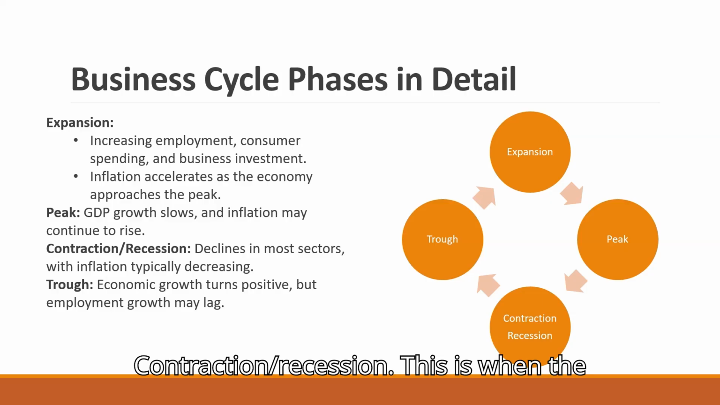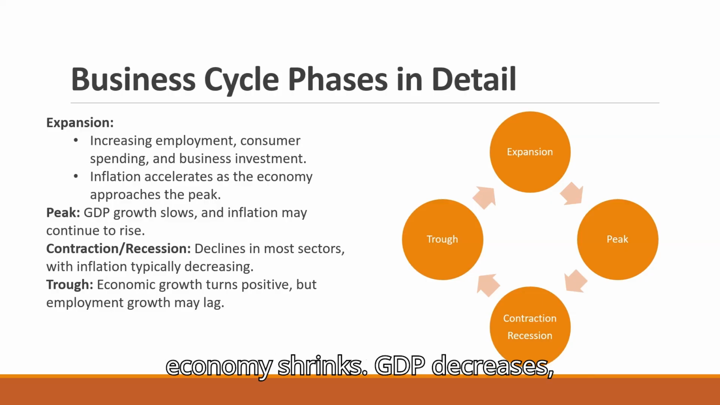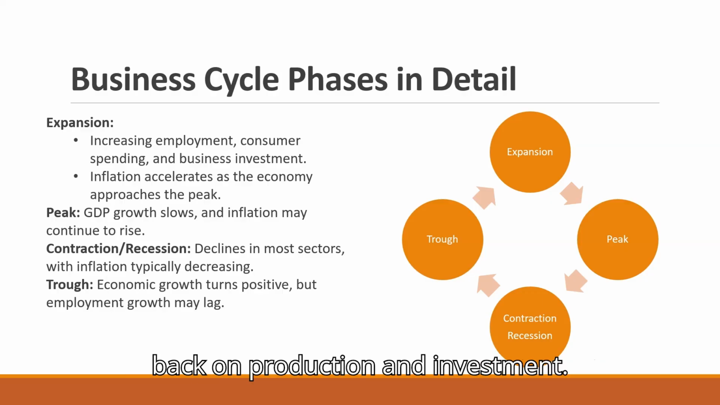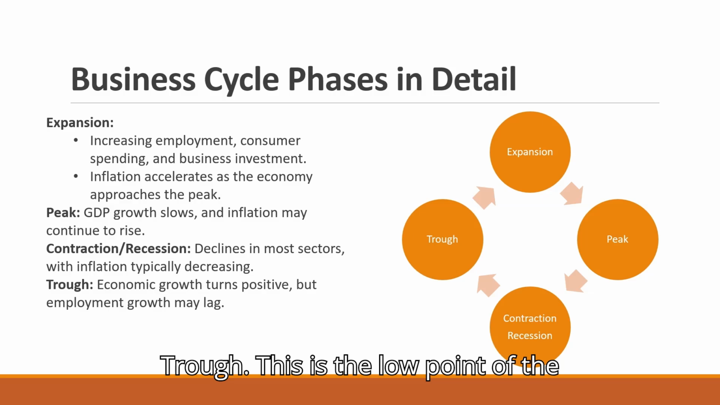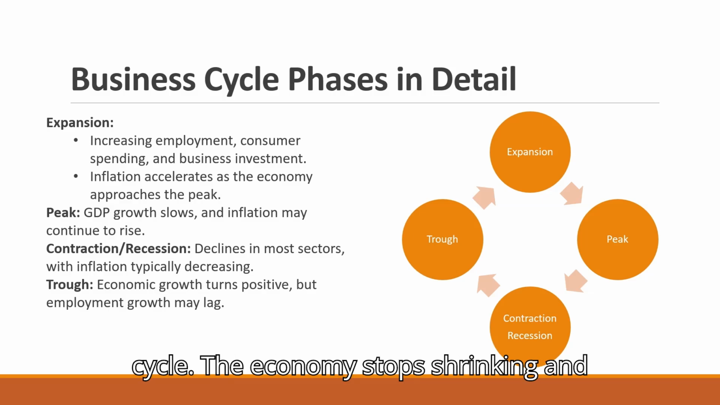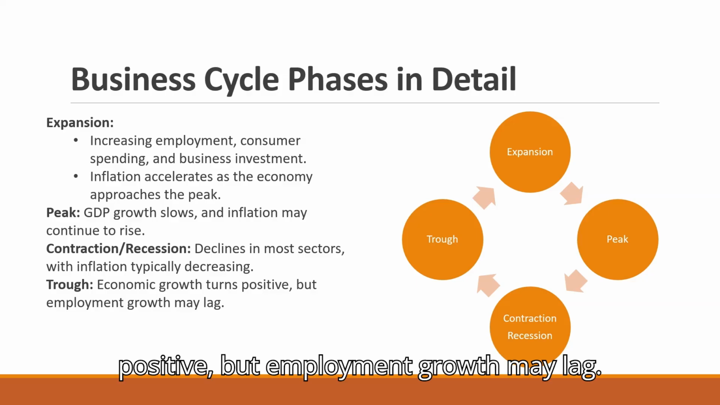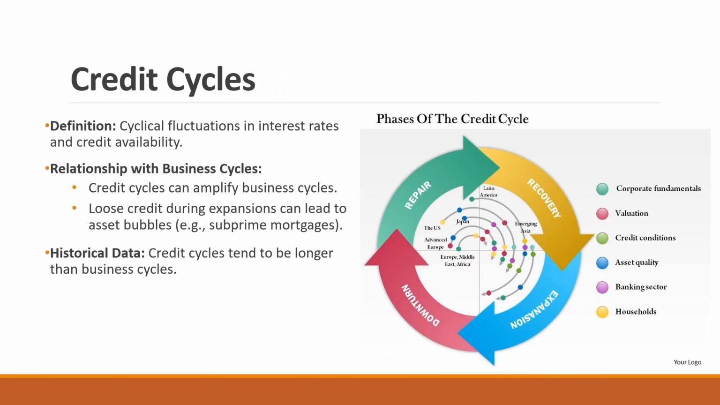Contraction/recession. This is when the economy shrinks. GDP decreases, unemployment rises, and businesses cut back on production and investment. Trough. This is the low point of the cycle. The economy stops shrinking and starts to recover. GDP growth turns positive, but employment growth may lag.